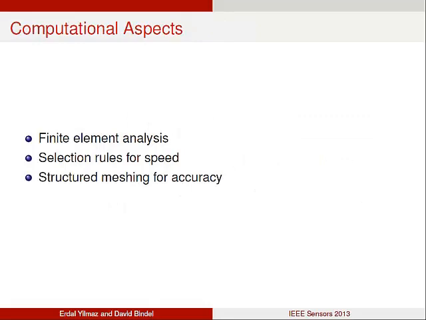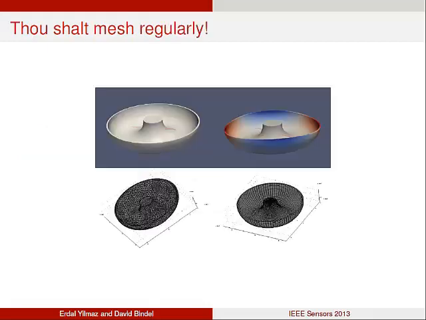Okay, so far we talked about using Fourier analysis to qualitatively describe how the modes would split. Now, we can also use the same Fourier analysis for the computational tools. We can use the same selection rules to achieve a speed advantage by just considering the blocks of system matrices which would be related to those particular modes. And also, we can use structured meshing for better accuracy.